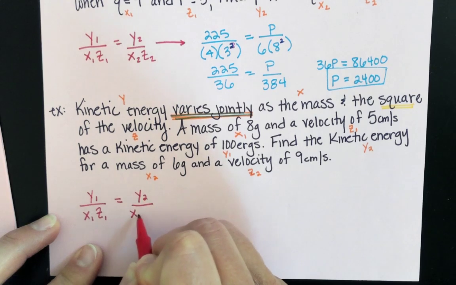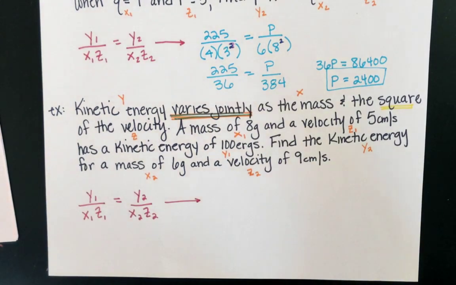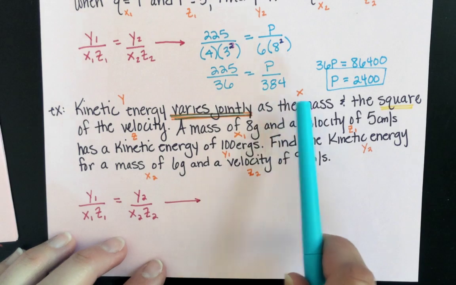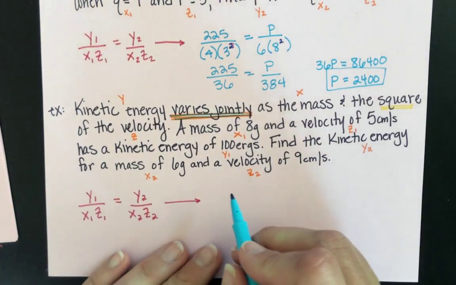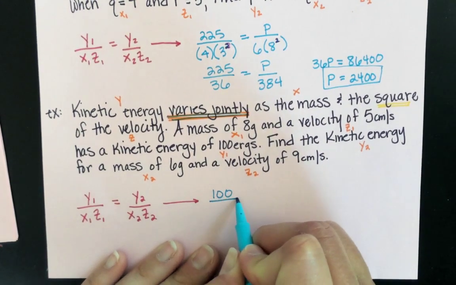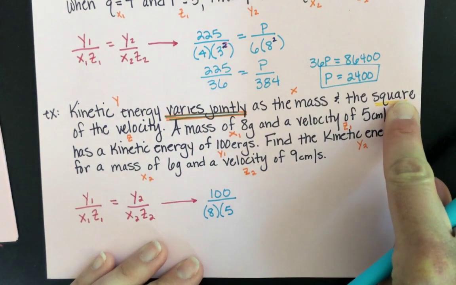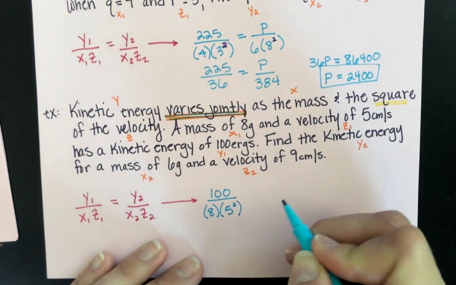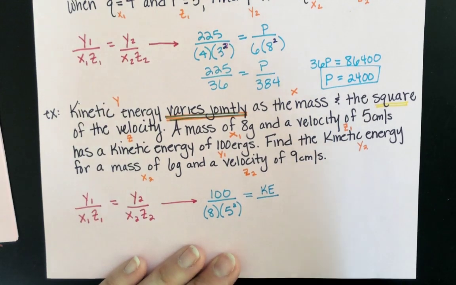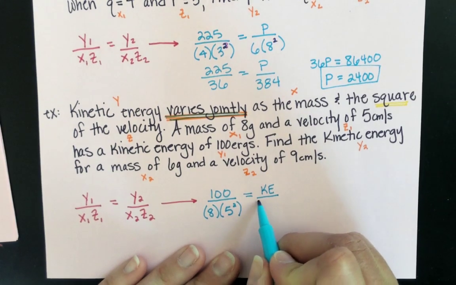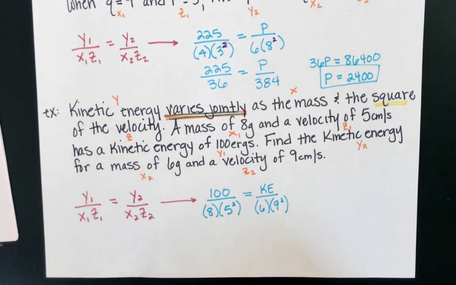And like I said before, the hard part's done now. Now we just have to fill everything in. So we figured out what Y, X, and Z were. We labeled them in the problem, and now we're going to plug everything in. So we end up with 100 over 8 and 5, but it does say that we need to square the velocity, so we're going to square it. And we need to find our kinetic energy, so I'm just going to name it KE. And again, we have 6, and we have to square the velocity again, so that's why we have 9 squared.